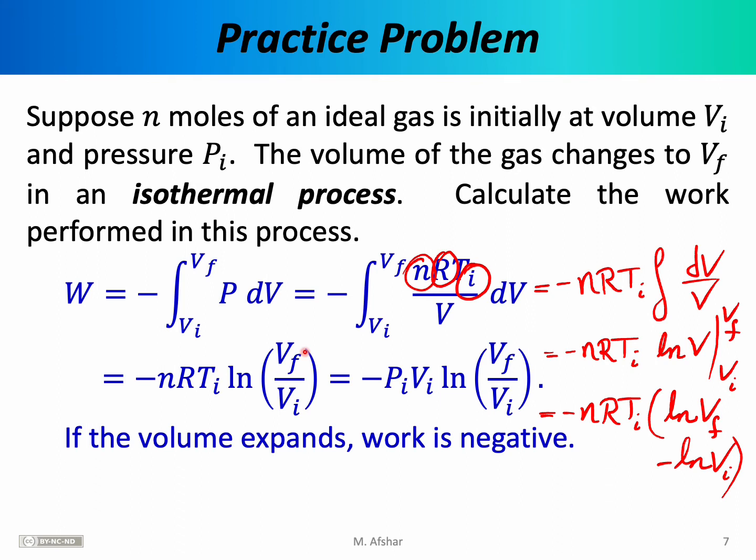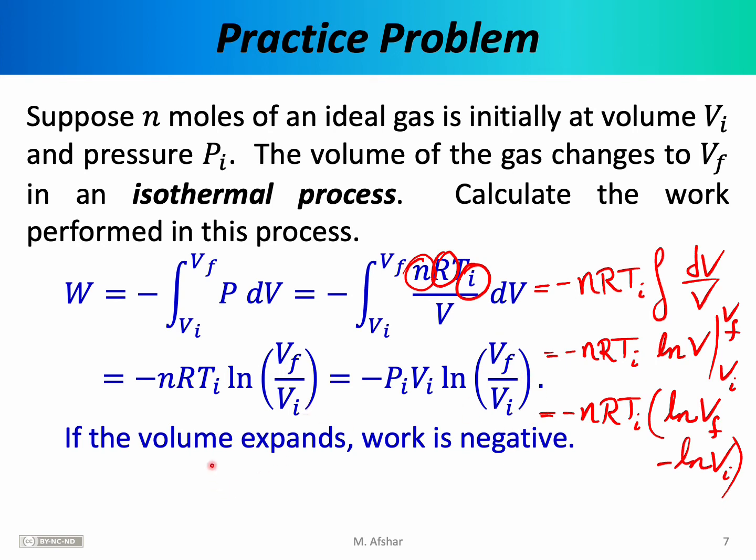According to the ideal gas law, PV equals nRT, so this nRT here can be expressed simply as PV. If we're talking about the initial temperature, then we should be talking about the initial pressure and the initial volume. So finally, we find that the work performed in an isothermal process is equal to P initial times V initial times the natural log of V final divided by V initial.